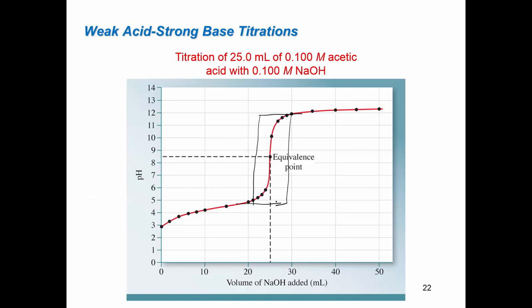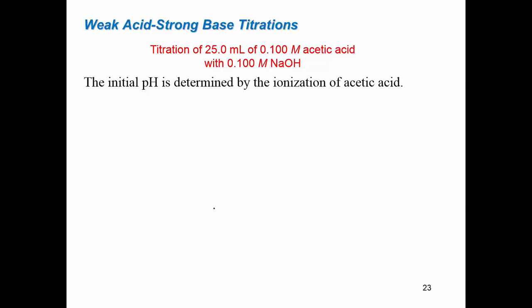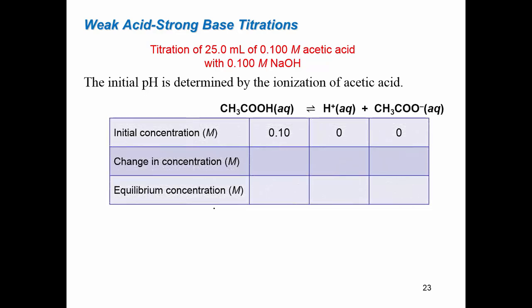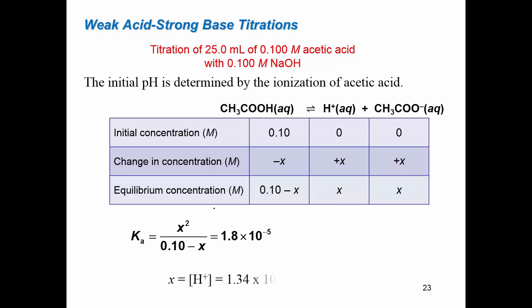So for the initial pH, you can still see at the equivalence point you've got this dramatic pH change. And the curve looks similar here, but it's more squished, because we're starting at a higher pH. We can determine the pH at any point on the titration curve, but that initial pH is determined by the ionization of the acetic acid. And this isn't new, this is what we've been doing for the last 2 chapters.